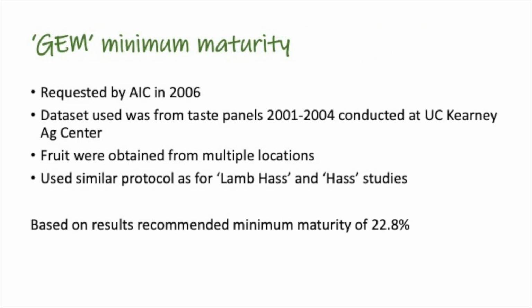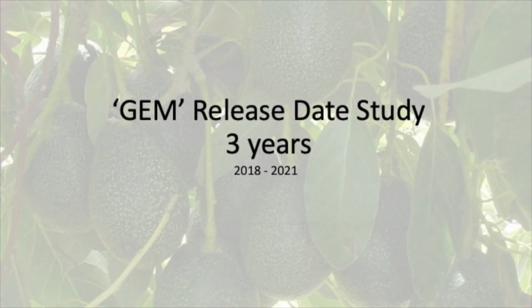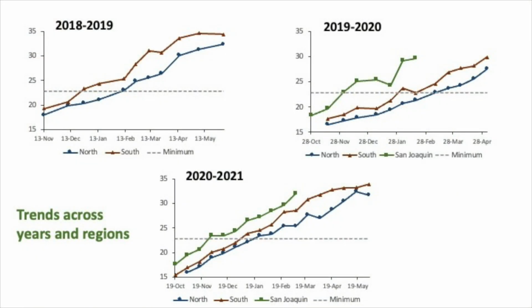So we established a minimum dry matter standard for Gem of 22.8. That was in 2006, but we didn't have any real acreage in California, and so it wasn't important to have release dates. But starting in 2018, we started doing work on release dates, and the release dates were established in 2022. So I just want to show you now what the basis of the release dates for Gem are.